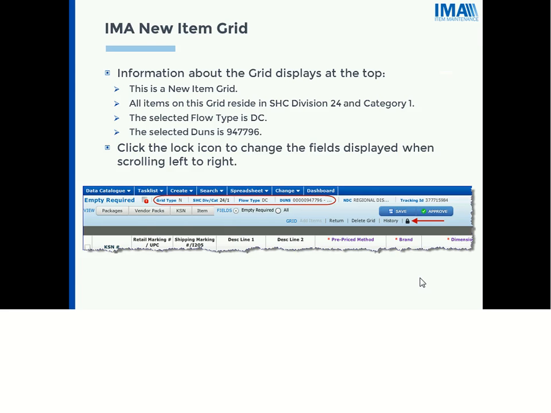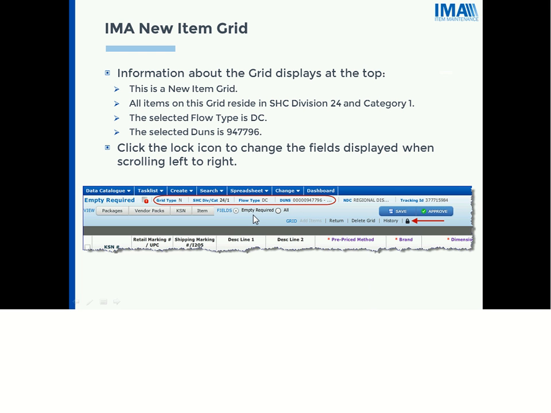So information about the grid displays at the top of the screen. Here you can see the grid type is IN. There's different types of grids, and tomorrow you'll be exposed to some of the other types, but IN stands for New Item Grid. Here you can see your SHC div cat. This is 24-1. You can see your flow type, your dones.